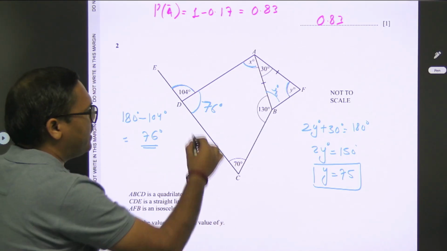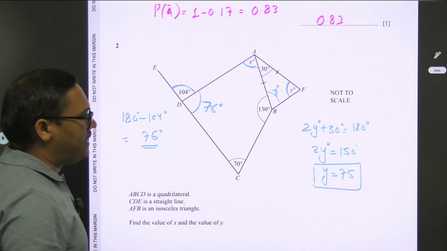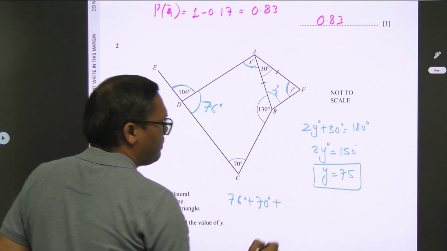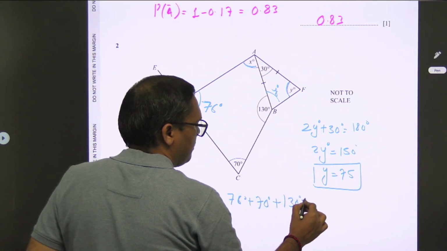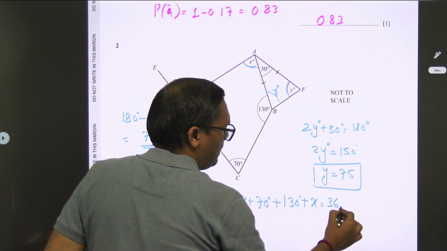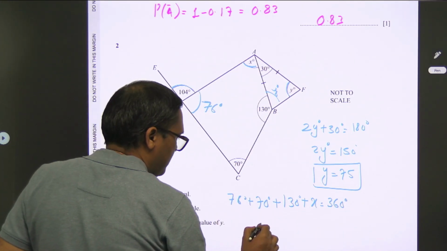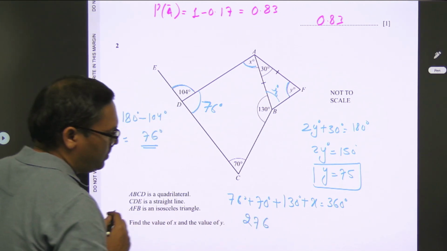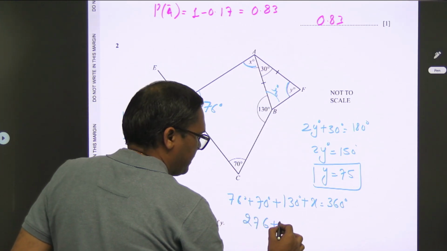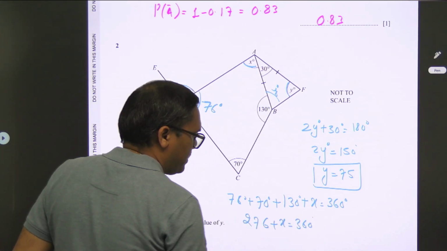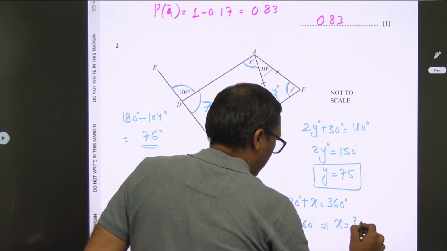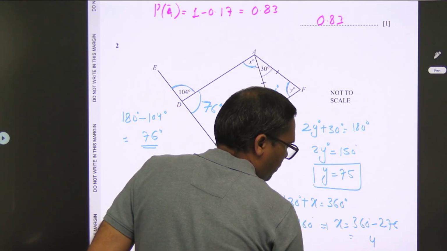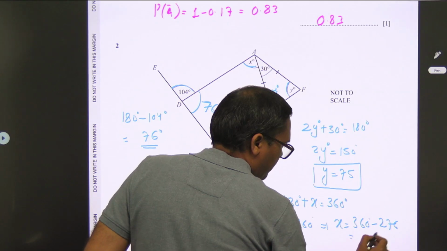We know the sum of all the angles of a quadrilateral is 360 degrees. So if I take the sum of all the angles, this is 76 plus 70 plus 130 degrees plus x is equal to 360 degrees. You can just add this up: 276 plus x is equal to 360. So x is equal to 360 degrees minus 276, which is 84.